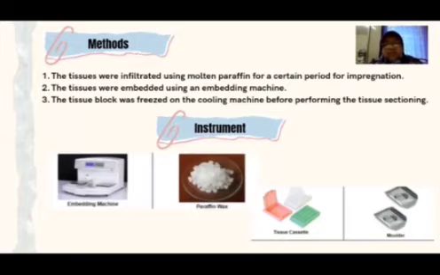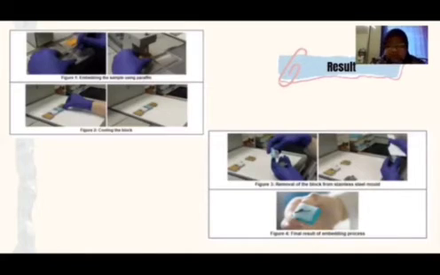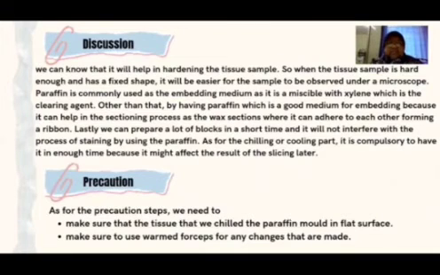The instruments that will be used are the embedding machine, tissue cassette, and also mold. The result of the embedding is shown in the image. For the discussion, we can know that the embedding will help in hardening the tissue sample. When the tissue sample is hard enough and has a fixed shape, it will be easier for the sample to be observed under the microscope. So it is very important to do the embedding process.